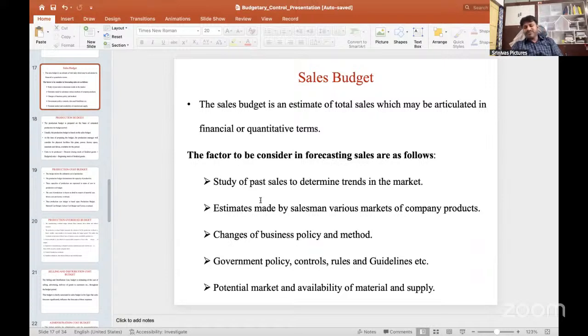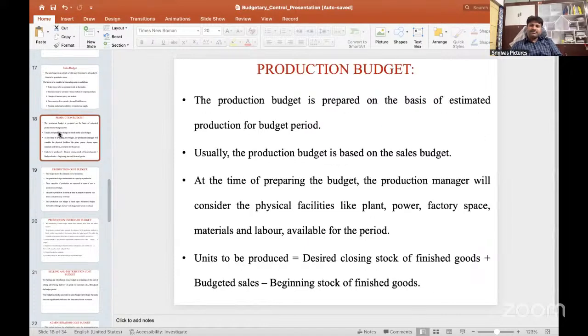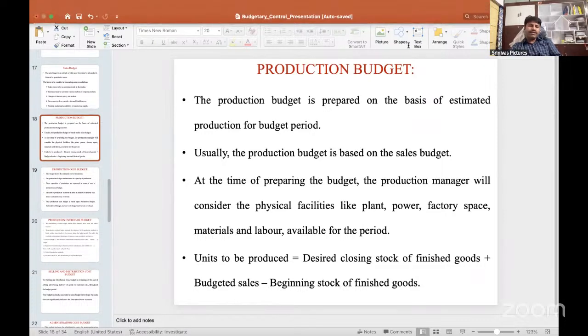And we decide how much sales we did currently, what our opening stock is, what our closing stock is, and what the sales of that particular period are. Next, the production budget. The production budget is prepared on the basis of estimation for the budget period. Usually the production budget is based on the sales budget only. So how much we have to produce, how much demand we have, and what the availability of raw material is. These all we are going to consider here.